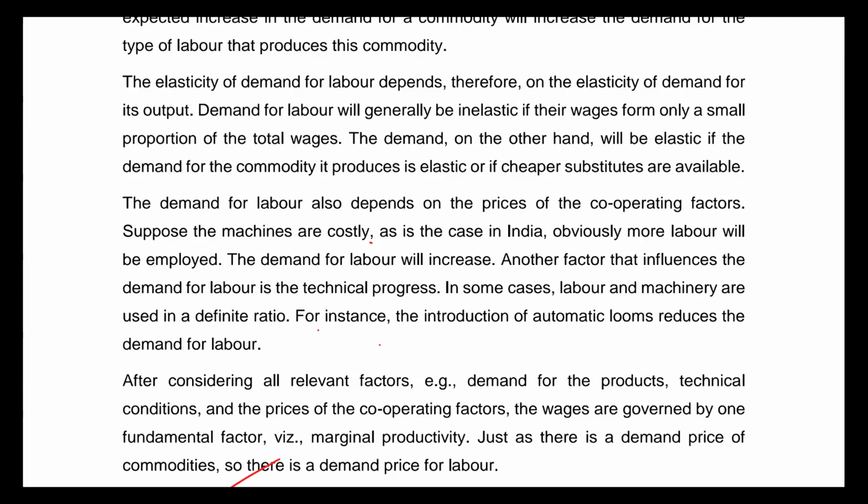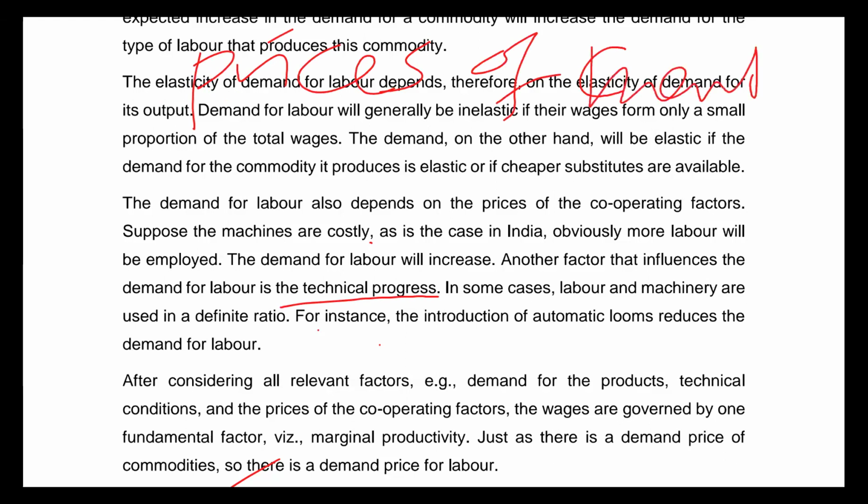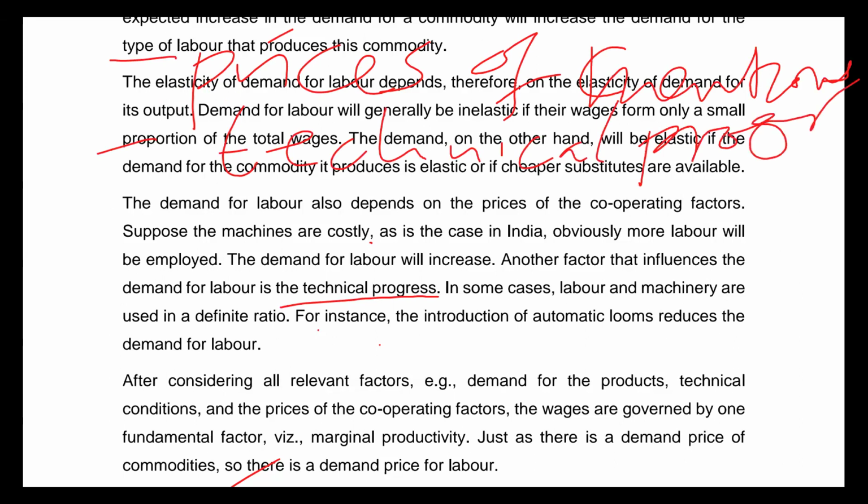This is what happens. Another factor that influences the demand for labor is actually the technical progress. So I've already said that it's about the prices of the machines, or prices of capital, the machines. That one is a factor that influences demand. The other one is technical progress. Okay. What is technical progress? It is about the development that has occurred in technology as well.